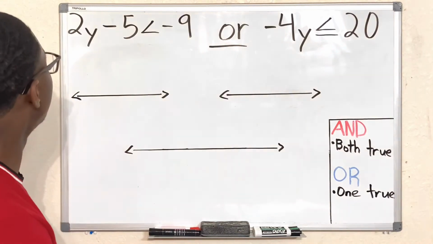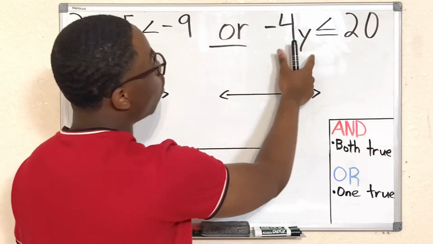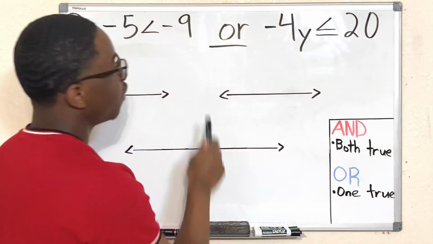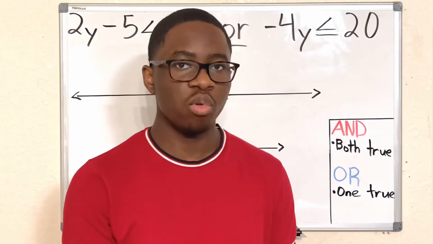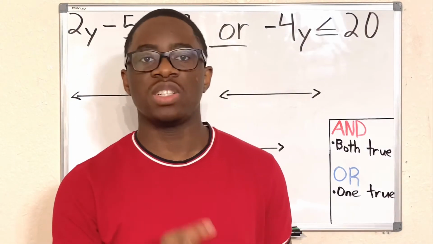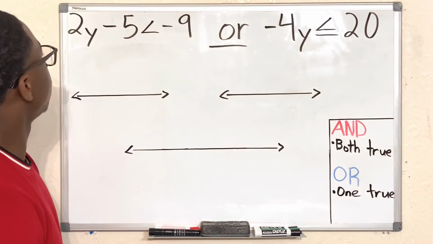So here we have 2y minus 5 is less than -9, or -4y is less than or equal to 20. First thing I see is that or. All I'm thinking in my head is that at any given point, that point has to satisfy one of the inequalities.